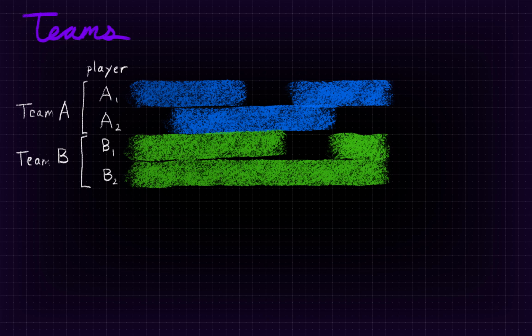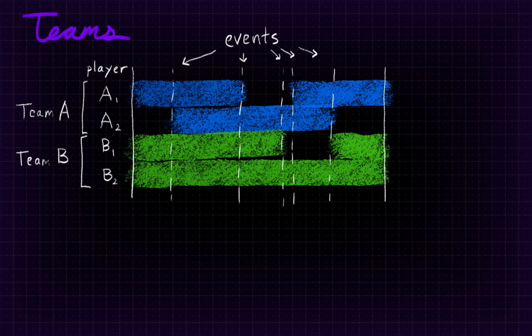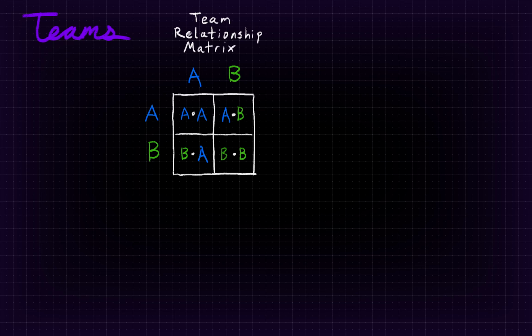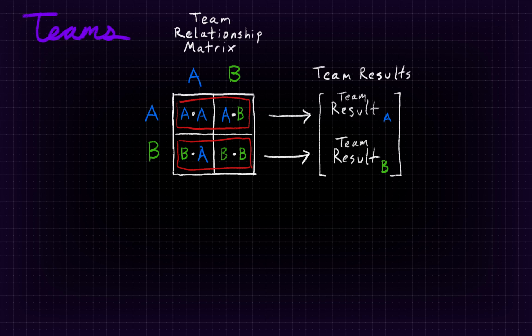model the team interactions. Like with the player versus player case, we construct events when the teams change, and we use those events to partition the match into a series of encounters between teams. Just like with players, all the encounters between every pair of teams is summarized into a relationship with net expectations, outcomes, and weights, which again forms a relationship matrix that we can similarly aggregate into per team results, which in the case of 2 teams is pretty straightforward.